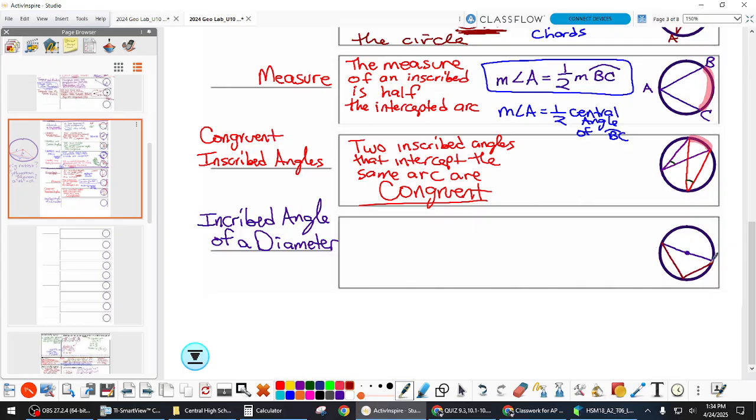inscribed angle. How many degrees should that angle be if it's inscribed to a diameter? Why? It's like going to both ends of the diameter. And how many degrees is the arc of a diameter? Yeah, okay? So we can just say it is 90 degrees. And it's because it's intercepting a 180 degree arc. Okay, so I added a couple of those things to the picture.